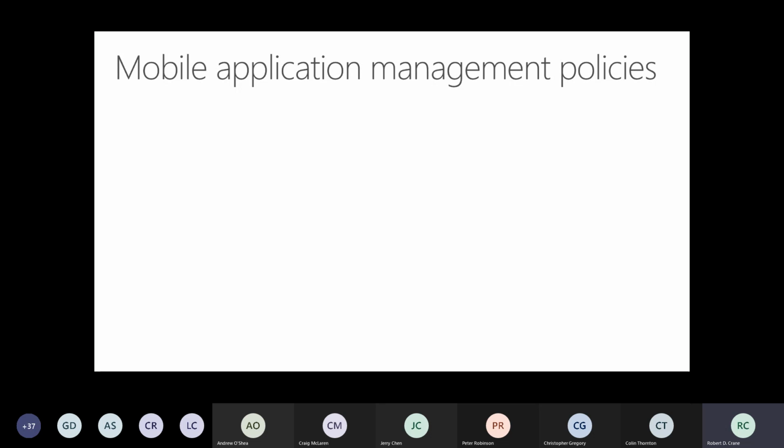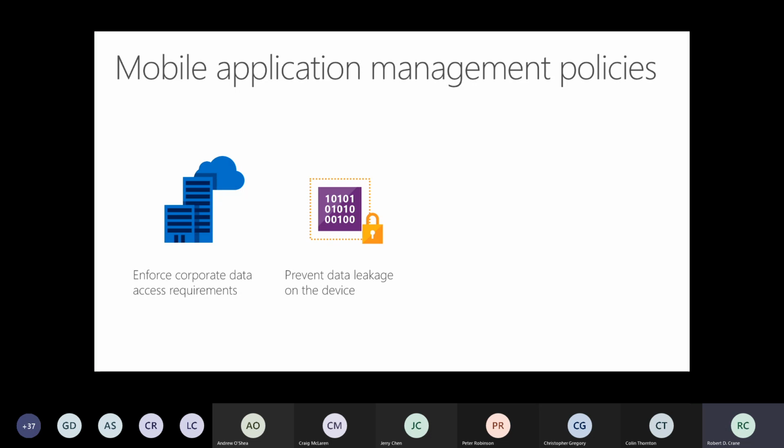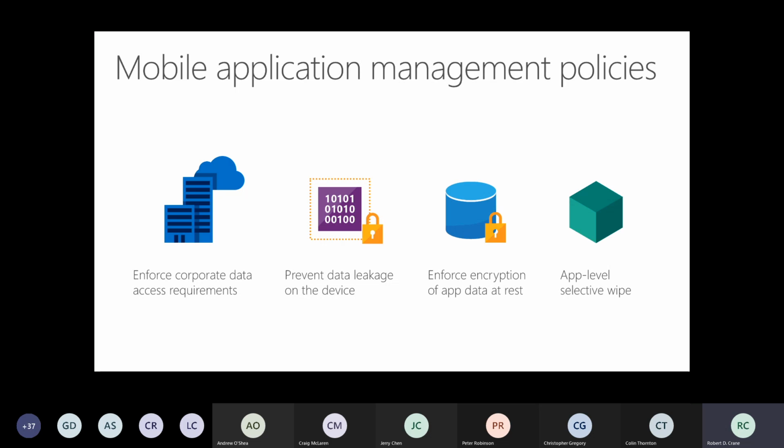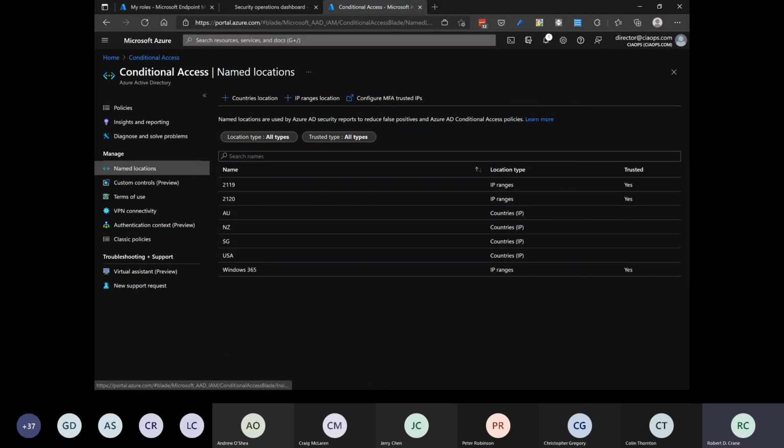So application management is going to allow us to enforce data access requirements. Can I access this? Where can I access this? It's going to prevent data leakage by protecting things like OneDrive that are synced locally. It's going to give us encryption of that data at rest, no matter where it is, and give me application level wipe.